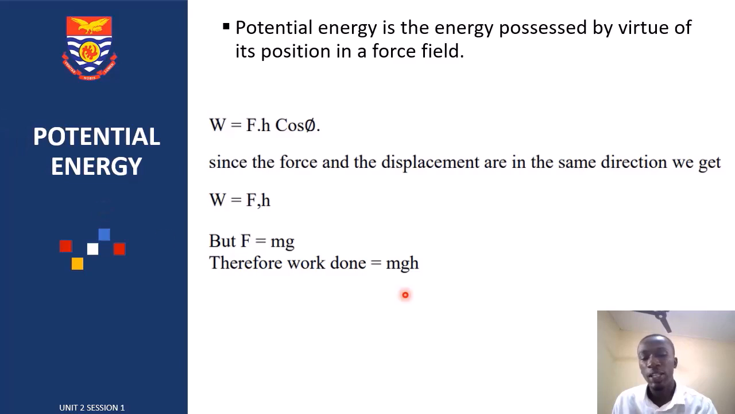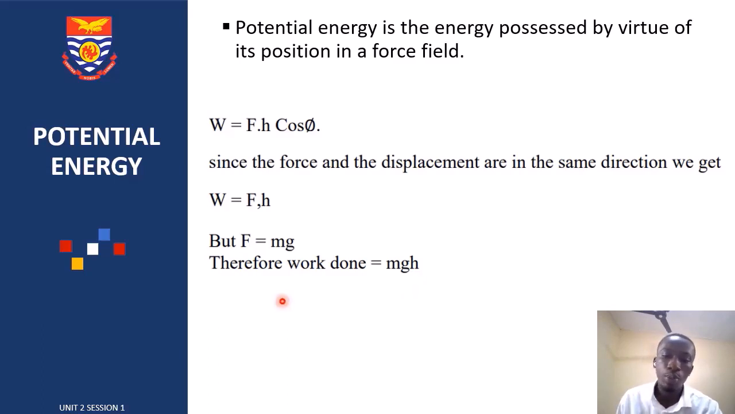Let's move on to potential energy. What is potential energy? Potential energy is the energy that is possessed by virtue of its position in a force field. And we have our potential energy to be equal to what? mgh, where we have m to be the mass, g as the acceleration due to gravity, and h here is what? The height. So in case we have a fruit like a mango hanging on a tree, it's also having a potential energy because of virtue of what?